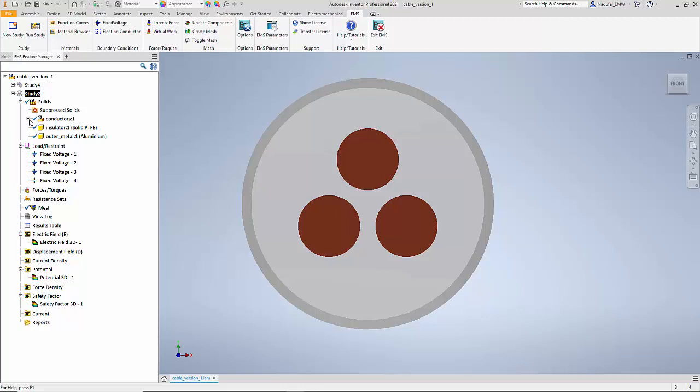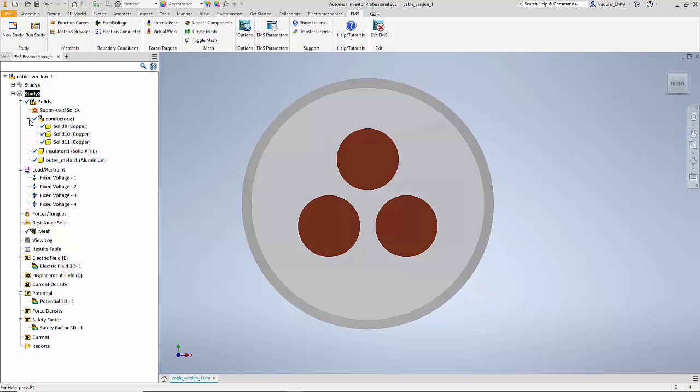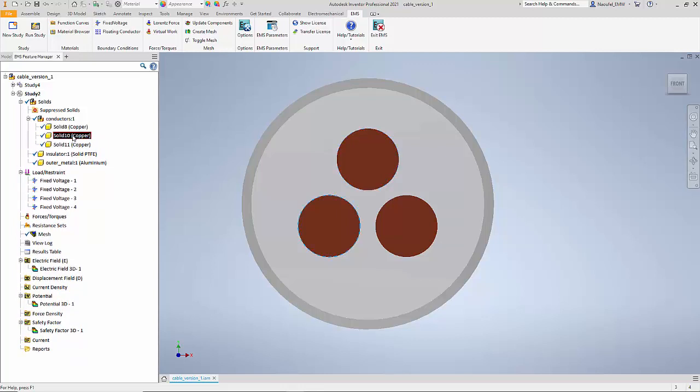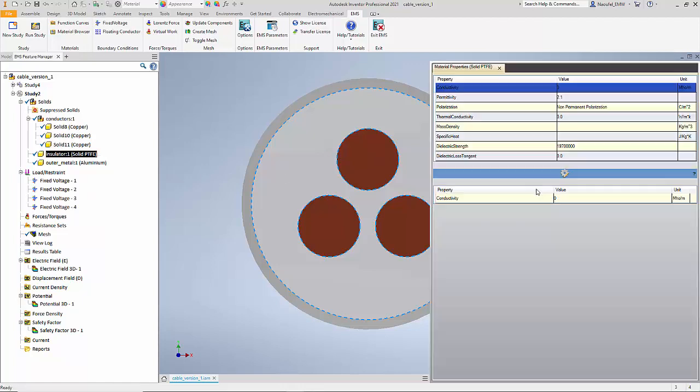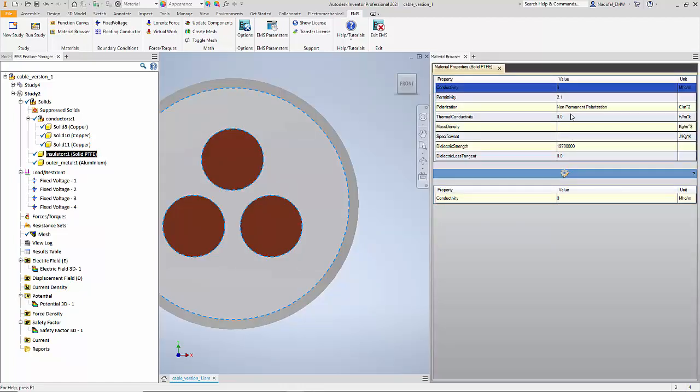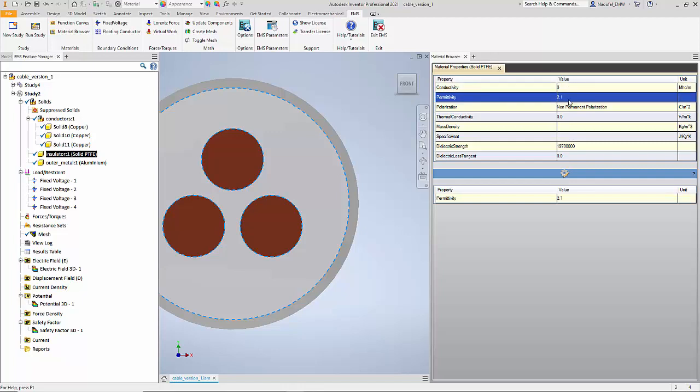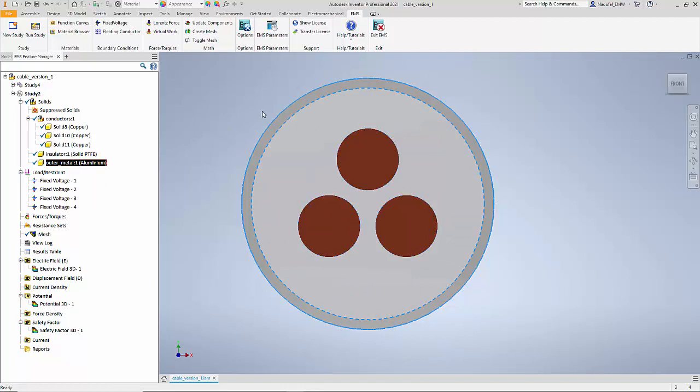Next, the usual steps follow. Here the three conductors are made from copper. The insulator that we have used is solid PTFE. Let me edit the material. And you can see its relative permittivity is 2.1 and its dielectric strength is around 19.7 million volt per meter. And finally, the outer metal is made from aluminum.